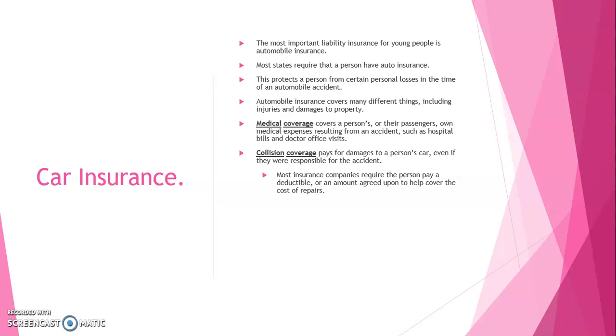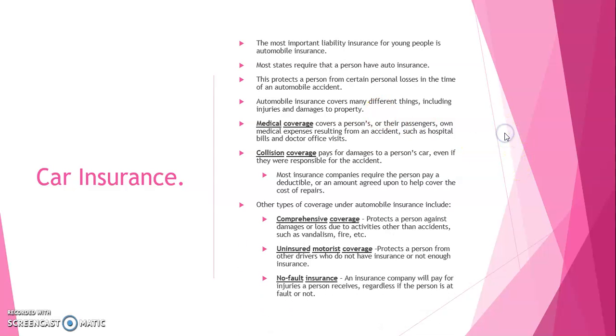Now, most insurance companies require the person to pay a deductible, an amount agreed upon to help cover the cost of repairs. Your automobile insurance company will not pay for everything, right? I've had auto accidents in my past, and we have to pay a deductible to help cover the cost of it. Other types of coverage under automobile insurance include comprehensive coverage, which protects a person against damages or loss due to activities other than accidents, such as vandalism, your car is stolen, fire, etc. Uninsured motorist coverage protects a person from other drivers who do not have insurance or not enough insurance.